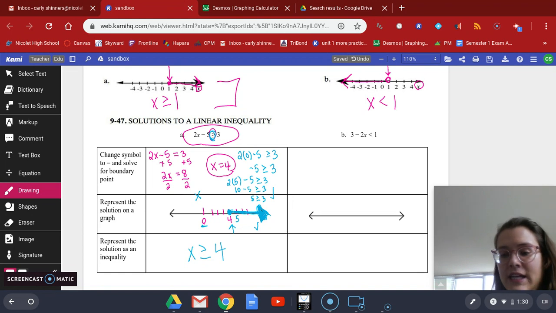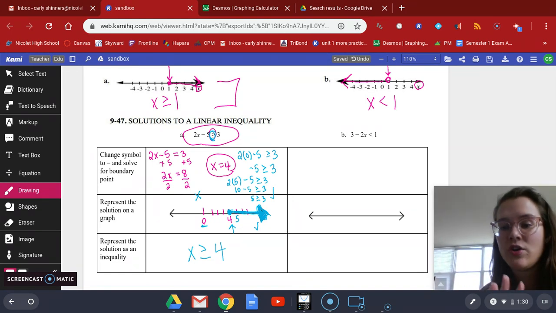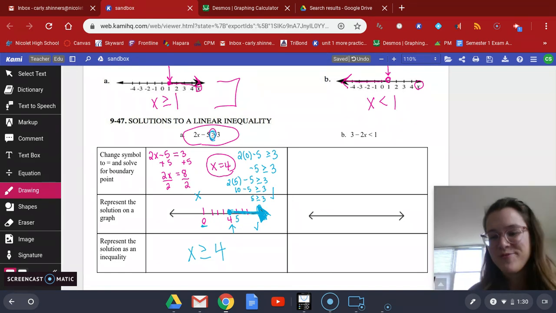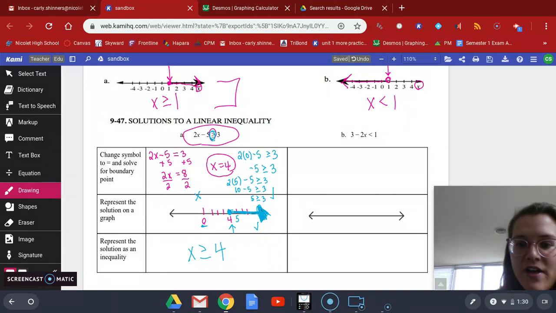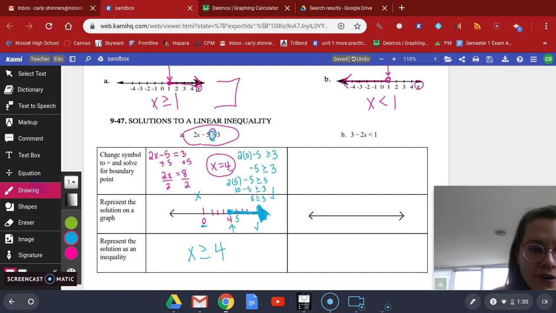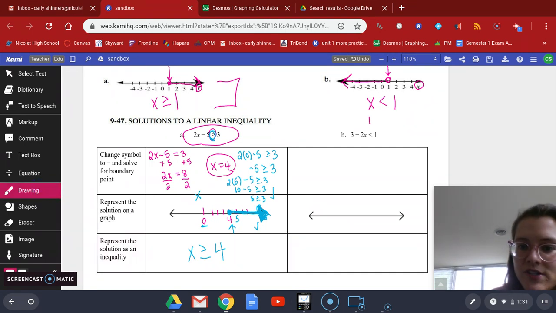Cool? Alrighty, I know this is new, so we're going to practice this for a while, so don't freak out if you're like, what is happening? Let's try another one, okay? So we're going to first solve for the boundary point. So we're just going to swap in the less than for an equal.